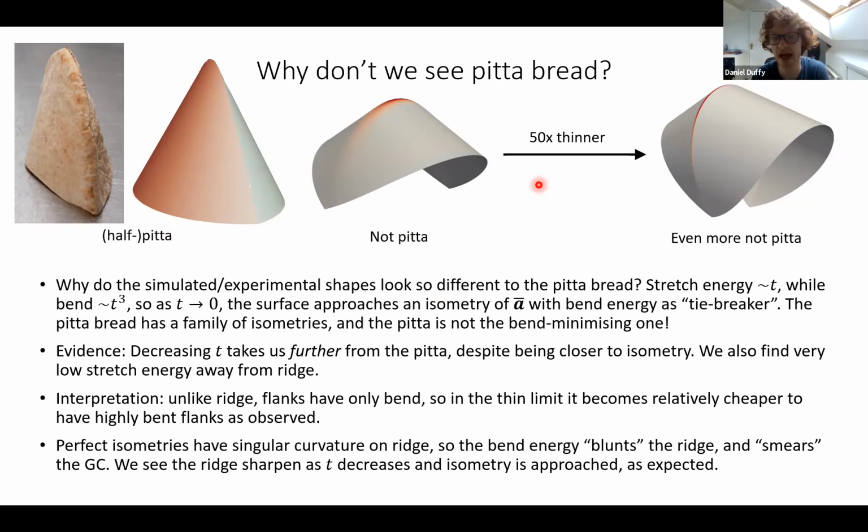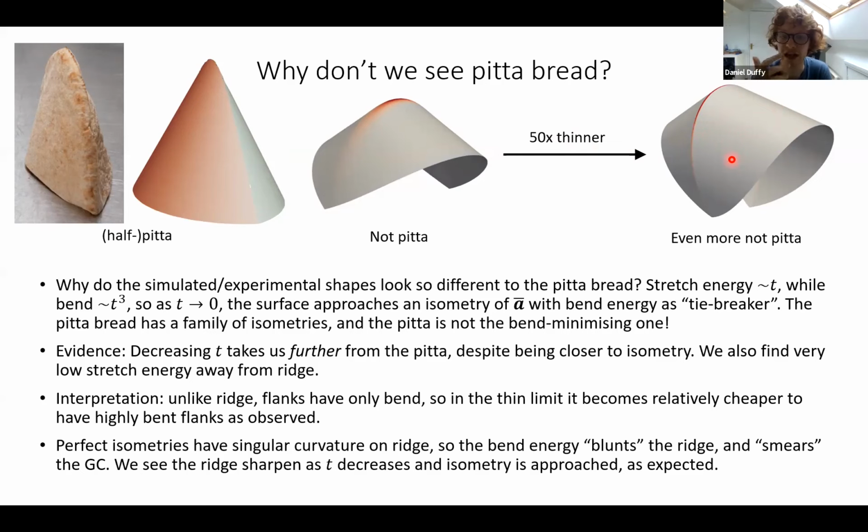And some evidence for this is that if we go from this not pitta shape and make things a lot thinner, 50 times thinner, which is really a lot, we actually get further away from the pitta, even though we must be closer to isometry, because that's what happens as you make things thinner. We've also checked the stretching energy over this shape, and it is indeed really low. Apart from a very localized region, this really is an isometry of the metric. And that makes some sense, because the flanks here only have bend. They are essentially isometric, like I said.